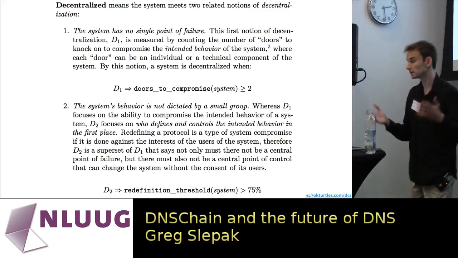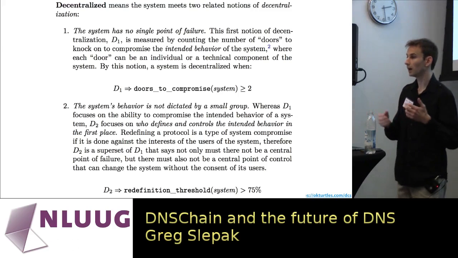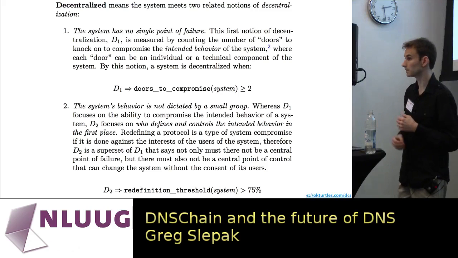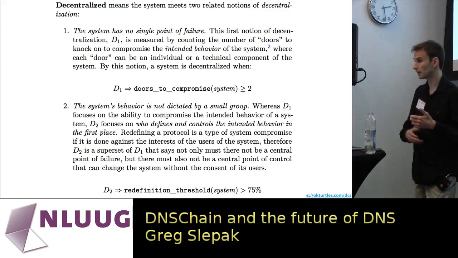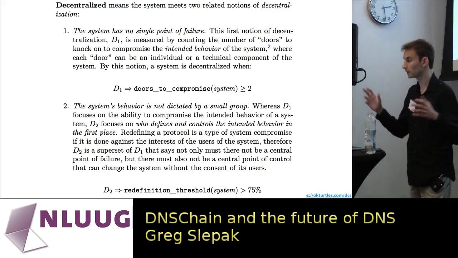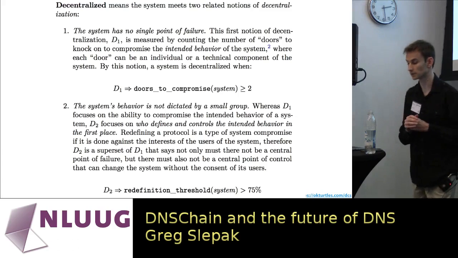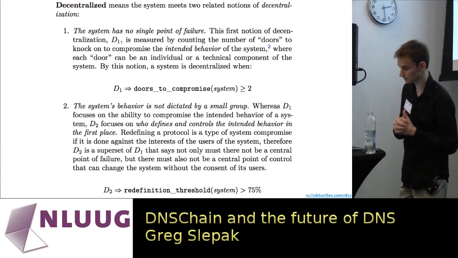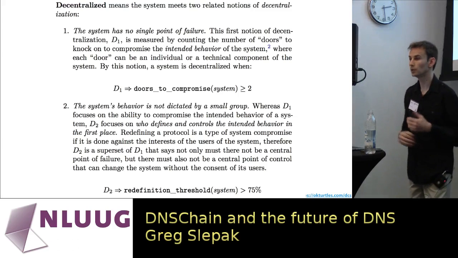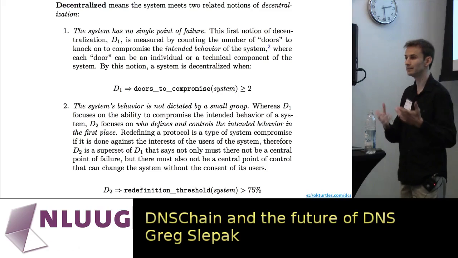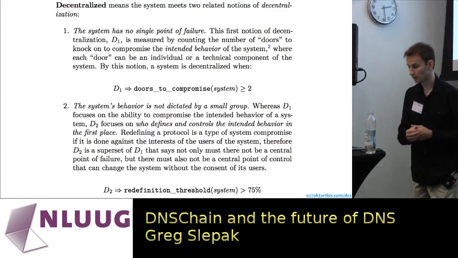Obviously, a system fully controlled by a company is centralized because most companies have CEOs who can just say, well, we're going to change the intended behavior of the system, and that is considered a compromise. So the second definition relates to who decides what the actual intended behavior of the system is. What if you want to change it?